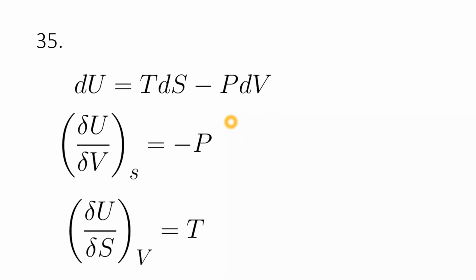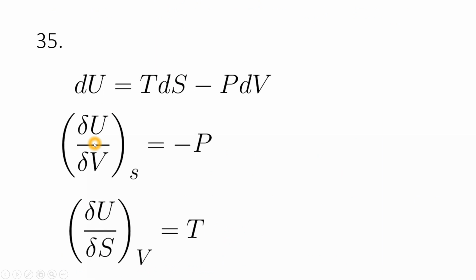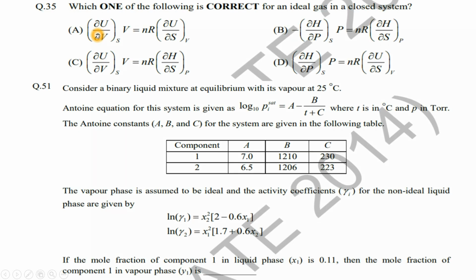Now we will see option A, del U over del V at constant S. If it is del U over del V at constant entropy, then the TdS term will be 0 and it will be equal to minus P. Again, del U over del S at constant volume, this term will be 0, it will be equal to T. If you put the value minus P here, minus PV is equal to nRT, that will not satisfy the ideal gas equation, since we know that the ideal gas equation is PV is equal to nRT, not minus PV is equal to nRT. So option A is wrong.